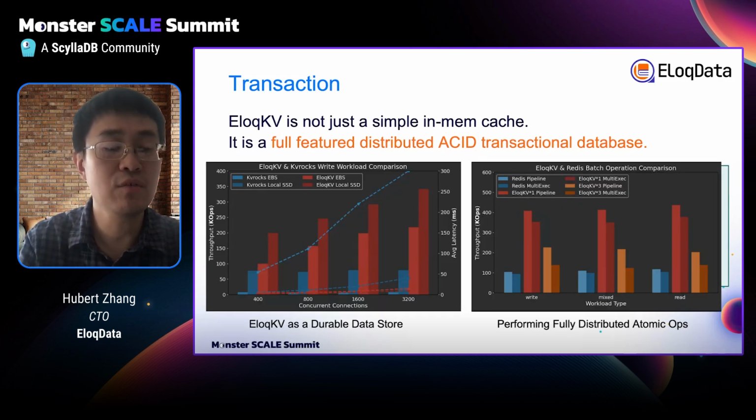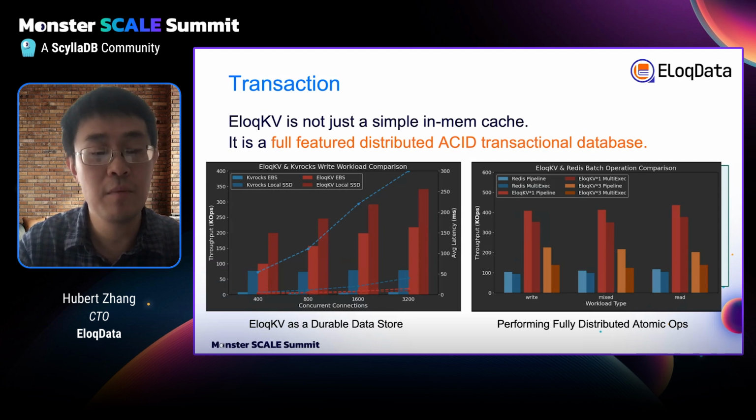Here we can see the left graph shows the durability performance of EloqKV compared with Kvrocks from Apache, which is a persistent Redis solution built on top of RocksDB. Both products enable the write-ahead log, and we run a benchmark on two types of disk, the cloud EBS and also the local NVMe. The blue bar shows the performance of Kvrocks, and the red bar is EloqKV. The result shows that EloqKV is also 8 times faster than Kvrocks.